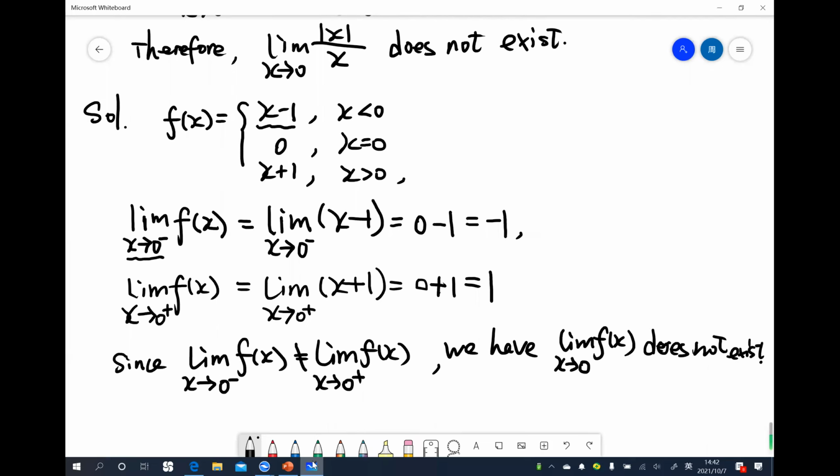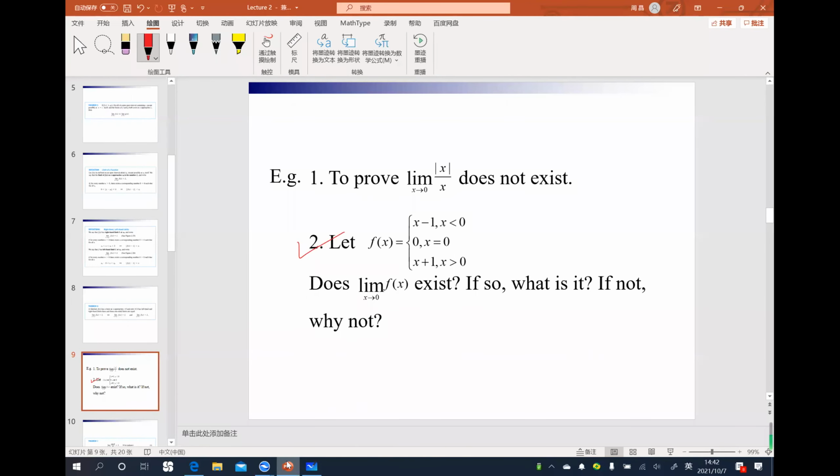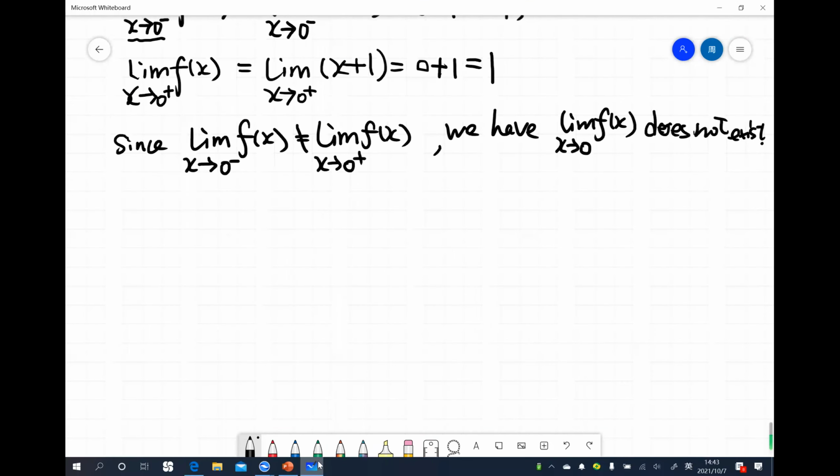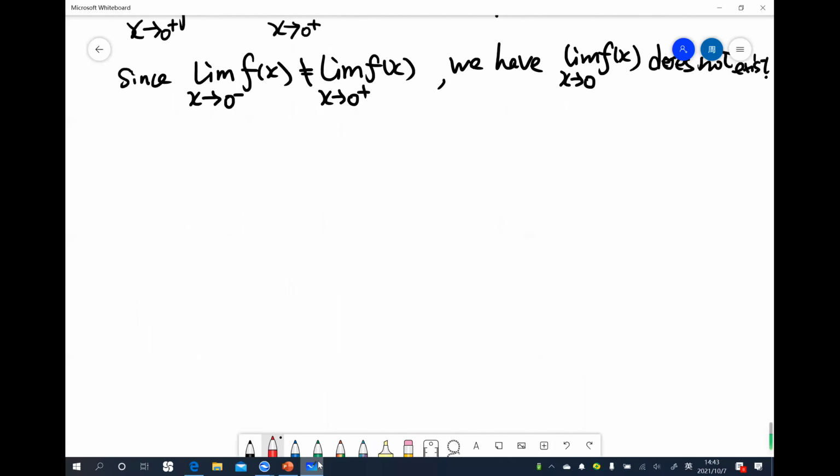And then I will give you one very important formula, and this formula is shown in the book as Theorem 7 here. This is the important formula, and you have to remember it clearly. So here I will rewrite it again. We call it one important formula here. This is very, very important. We can use this formula to solve many questions. So I gave triple star here.